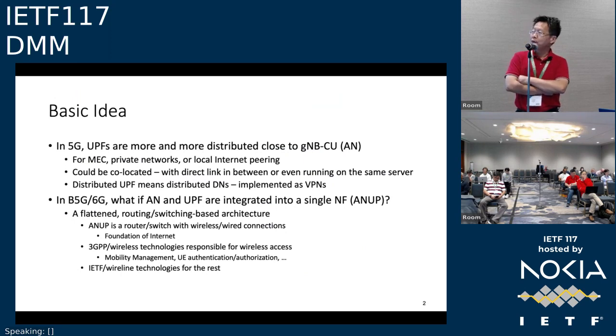Also for beyond 5G, Release 19 and 6G, after the end of next year, what can we do if the AN and the UPF integrate together as a single network function or network entity? In this draft, we call it ANUPF. You can consider it like a router or switching device that integrates the functionality of wireless and wireline. It handles both 3GPP wireless technologies and IETF wireline technologies. This is the basic idea of the draft. Can you go to the next one?